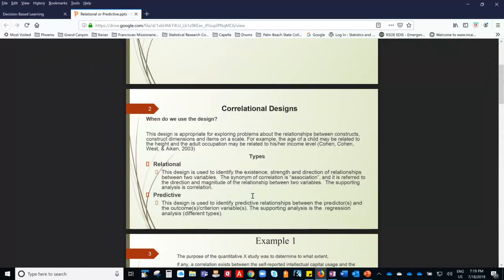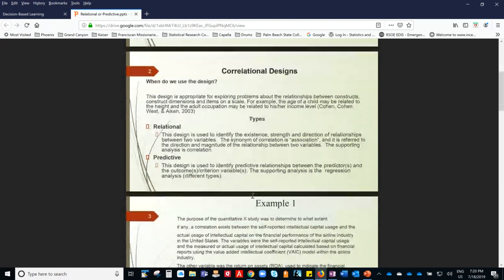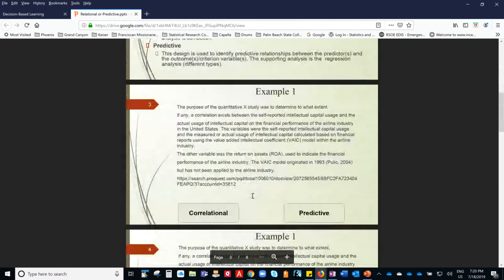When do we use the design? It's appropriate for exploring problems. Correlational is when I want to identify the existing strength and direction of a relationship. Predictive is if I want to predict a relationship. And I want to show you this one.